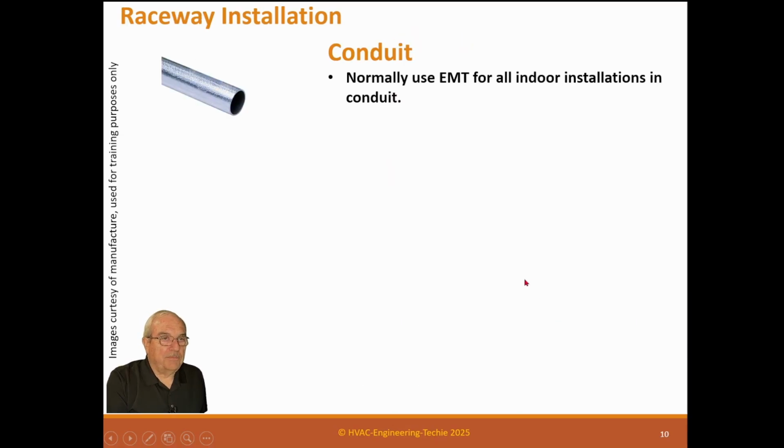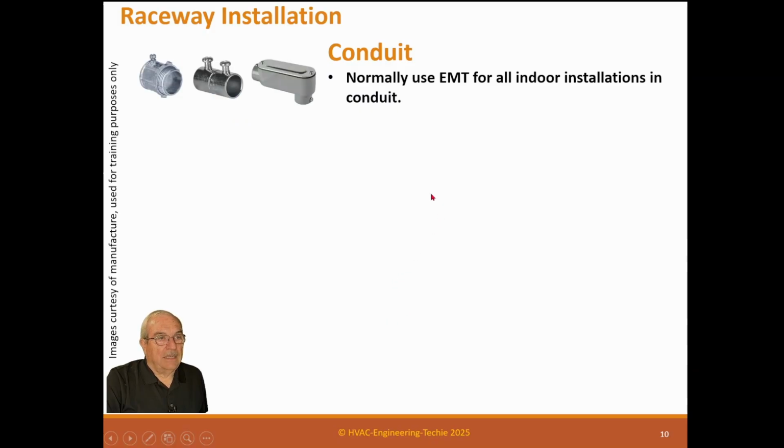Normally we use EMT, which is electrical metallic conduit, for all indoor installation and conduit. And they have connectors of different types. I mean, you can get these that are just open with just a screw, or you get some that are liquid tight. I mean, not tight, but they have a threaded connector. And these are corner joints that allow you to be able to pull them.